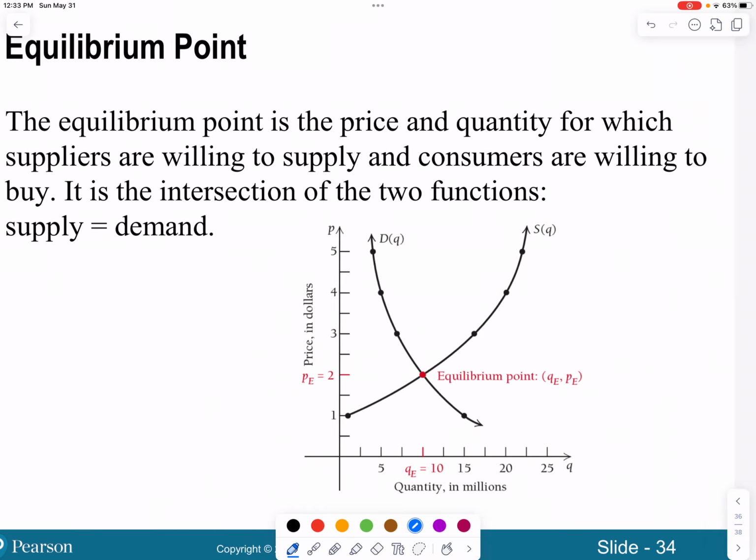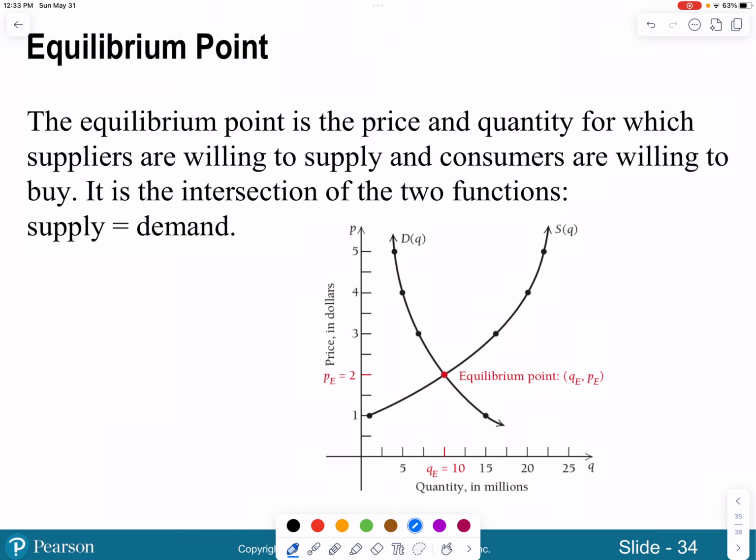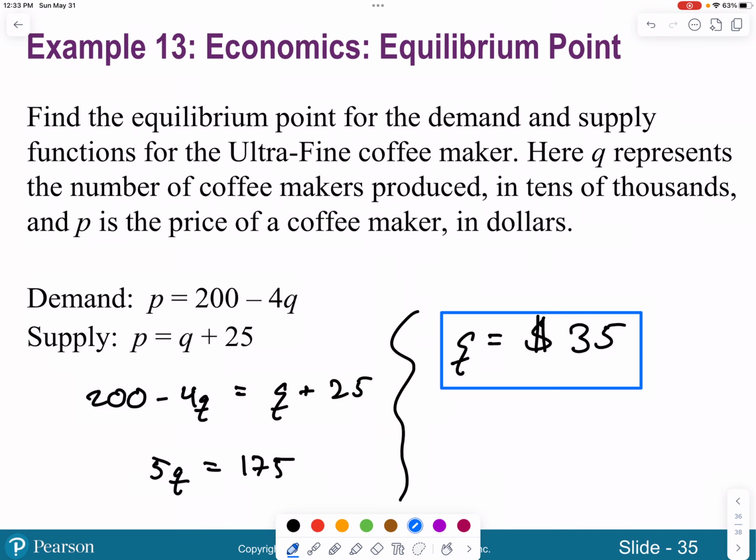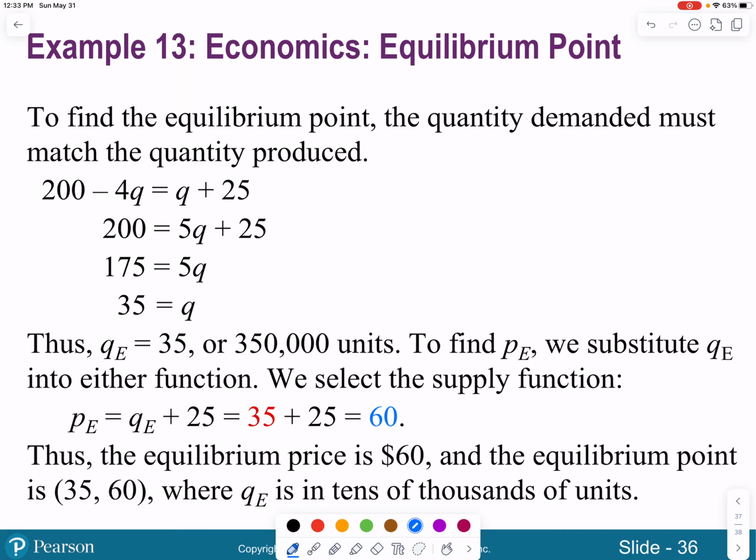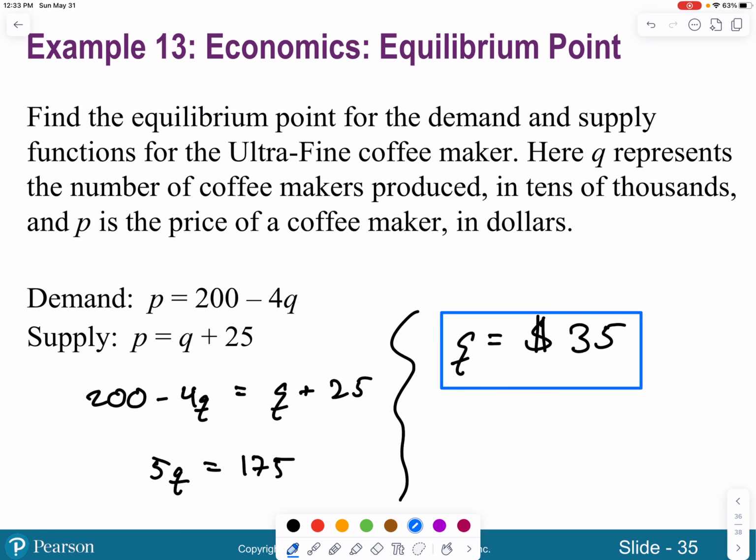Okay, let's see, how do we do? To find the equilibrium point, the quantity demanded must match the quantity produced, 35. So therefore, the equilibrium point is 3,500 units. I thought that was the price. Q. Oh, yeah, we did solve for Q. Okay. I totally read that wrong. Okay. In thousands of units. And the units are tens of thousands.